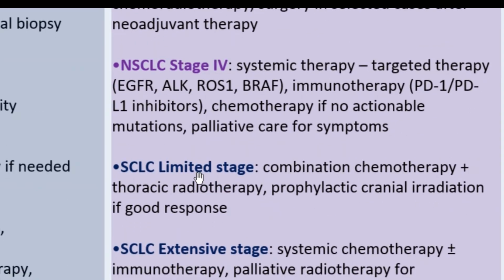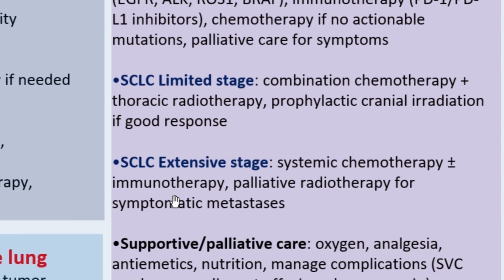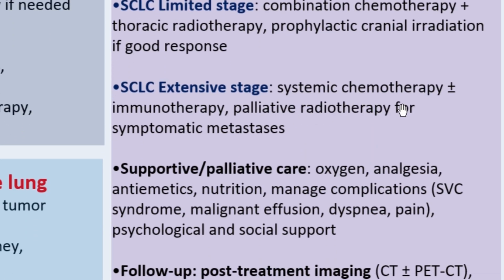Then if we have the small cell lung cancer in limited stage, we can combine chemotherapy, radiotherapy, and prophylactic cranial irradiation. Then if it is extensive, we do systemic chemotherapy, immunotherapy, and palliative radiotherapy for symptomatic metastasis.